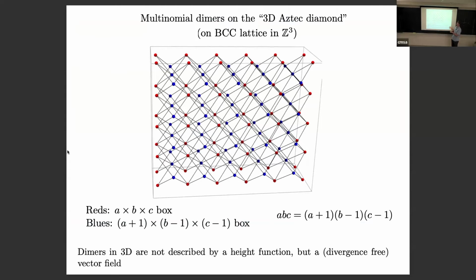There are various versions of the 3D Aztec diamond, but this is the one which works for us. Instead of using the Z^3 lattice, we're going to take the BCC lattice, the body-centered cubic lattice. If you look at the reds here, they form an A by B by C box in Z^3, and the blues are an A plus 1 by B minus 1 by C minus 1 box in the lattice, which is shifted by a half. So the vertices of the blue lattice lie in the centers of the cubes of the red lattice. That's called the body-centered cubic lattice.